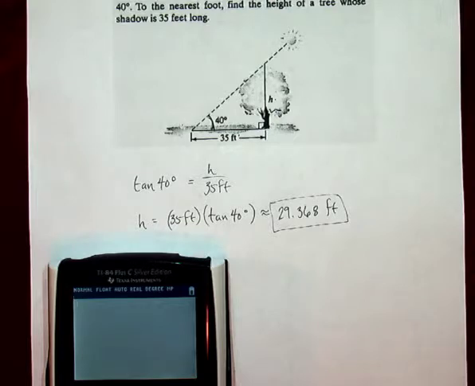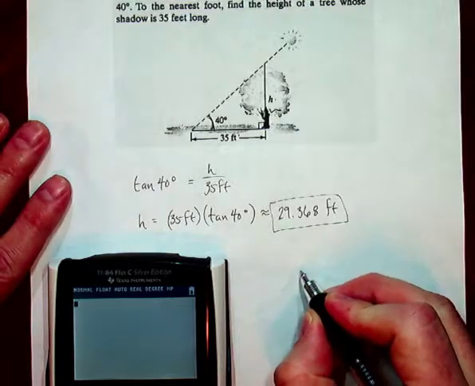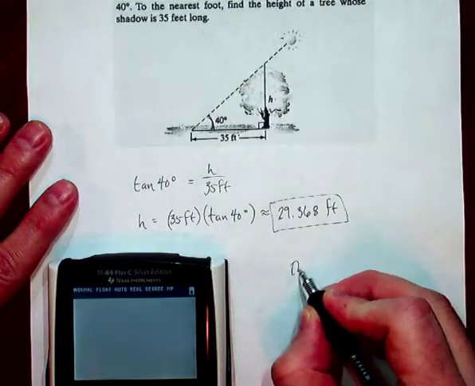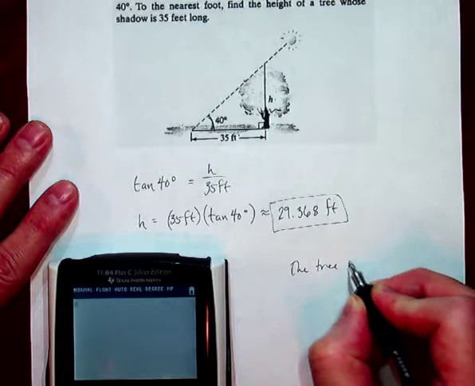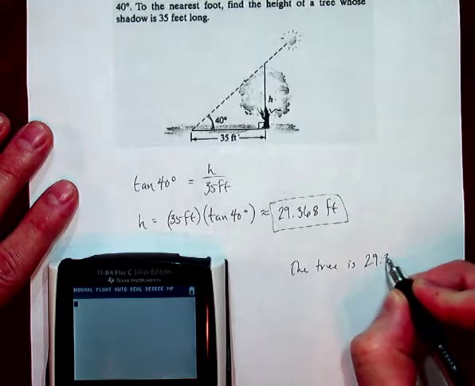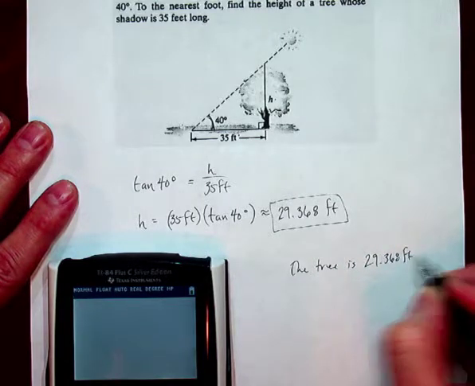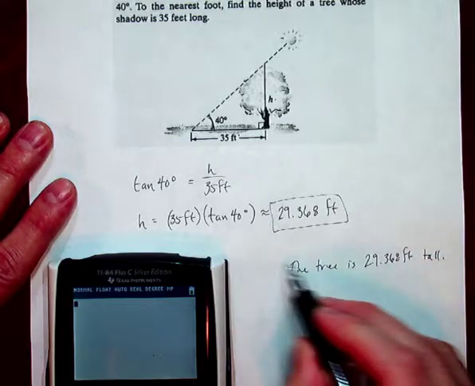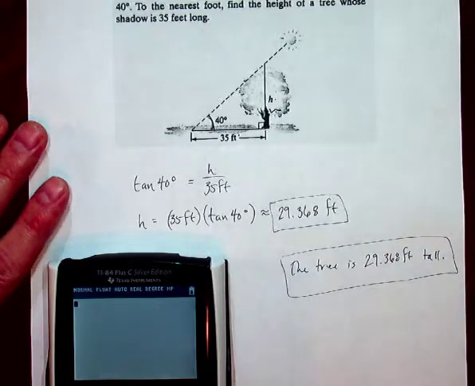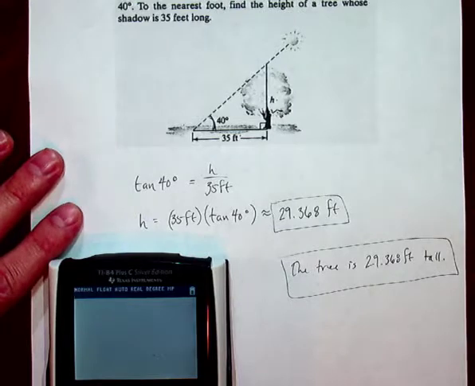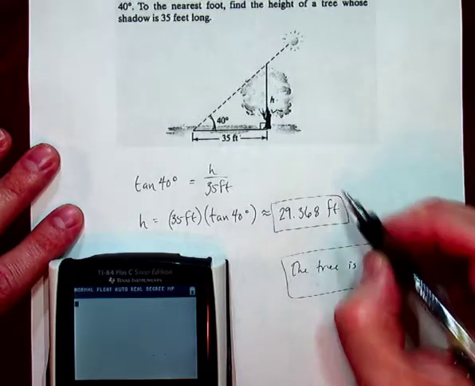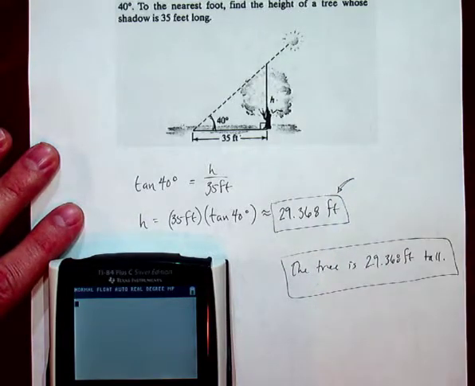Now, here's another thing that I'm kind of a stickler about. When I ask you a question in sentence form, I need you to answer that question in sentence form, okay? And therefore, you need to say, the tree is 29.368 feet tall. That is truly the answer, okay? Because that gives this quantity a context.